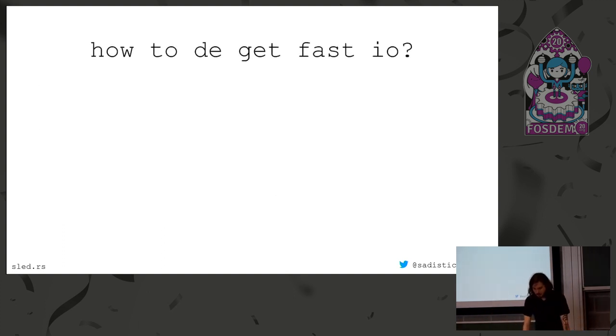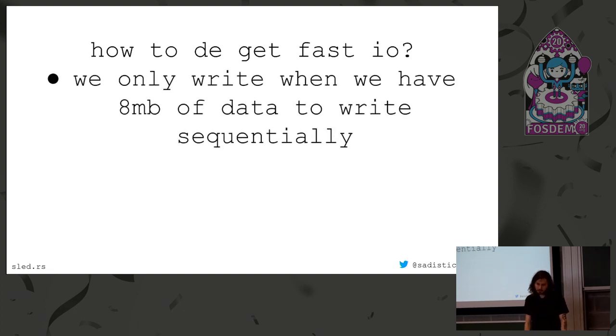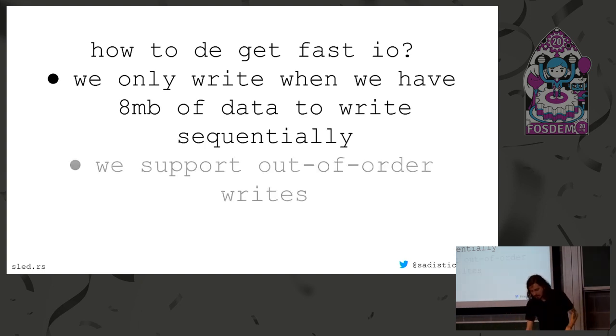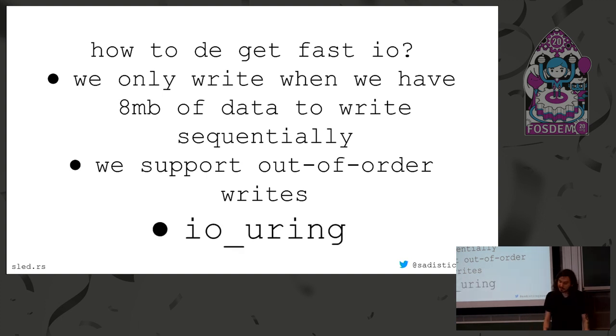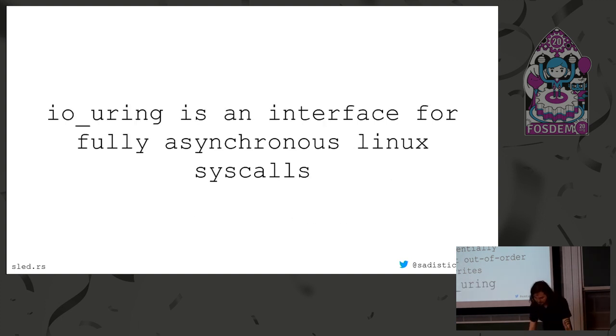Cool. How do we get fast I/O? One of the main things is we just write things 8 megabytes at a time. All writes are non-blocking. Even though our write functions are not marked as async functions, they're async. They just queue things up into an 8 megabyte buffer, and later on we write the whole thing at once. We also support out of order writes, so there's no head of line blocking. At recovery time, we figure out the write order. And of course, we use io_uring, which I'll start talking about now.